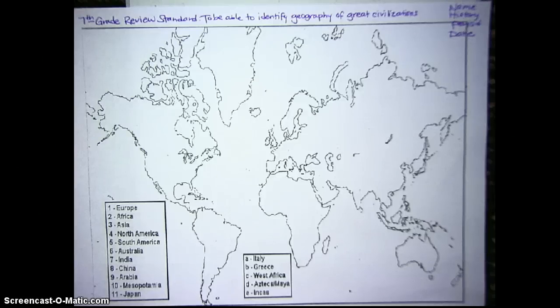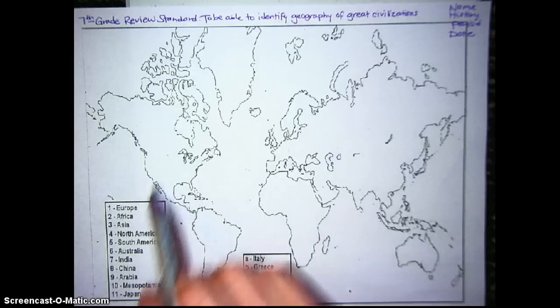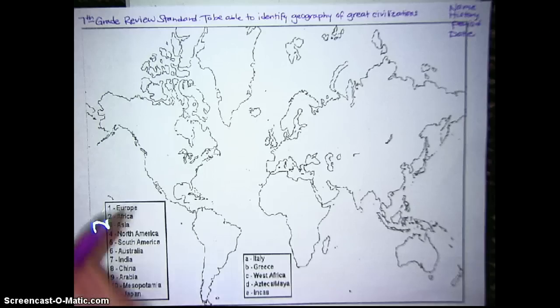So here is your ancient world map that we're doing tonight. Don't forget your heading in the upper right hand corner and your standard up top. I'll go over that in just a moment. What you're looking at here is a map of the world. So this is what the world looks like. This is us over here in Sacramento. We're right about there.